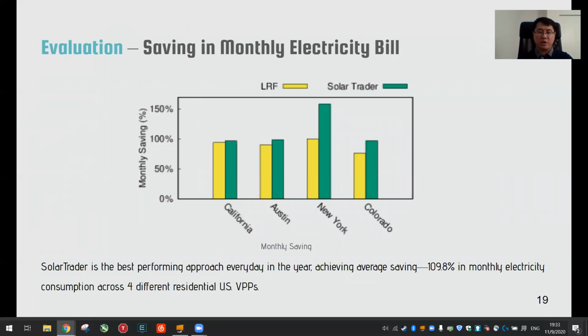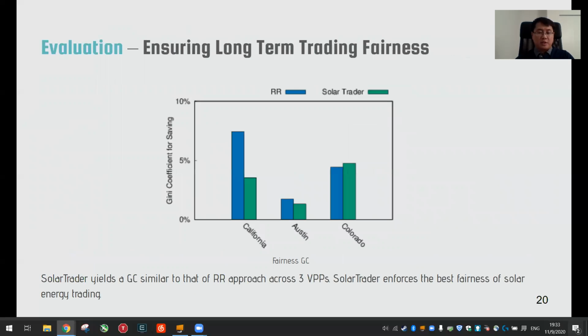Next, we examine SolarTrader regarding saving on monthly electricity bills. Interestingly, we can see from our 4 different VPPs that SolarTrader is always the best performing approach, achieving over 100% average saving on users' bills. We also consider SolarTrader's performance for long-term trading fairness. The y-axis in this graph is the Gini coefficient to evaluate fairness. We can see SolarTrader yields the best fairness of solar energy trading for most of the locations.